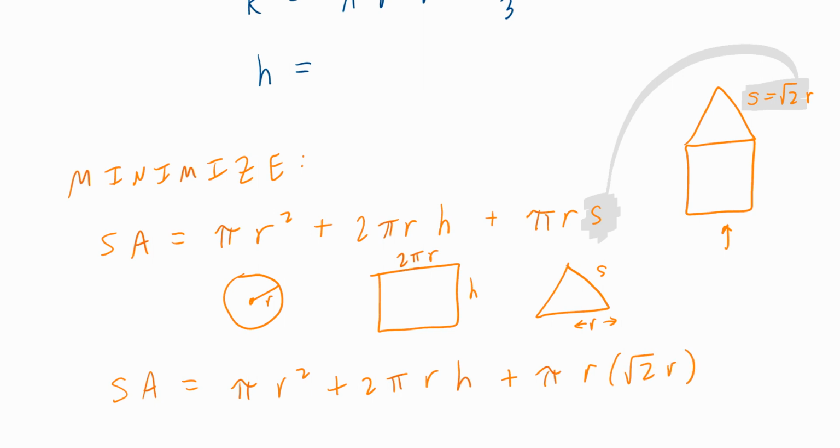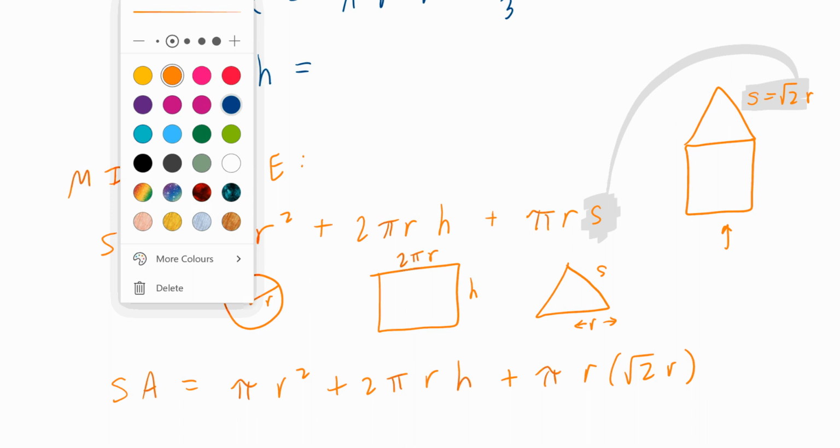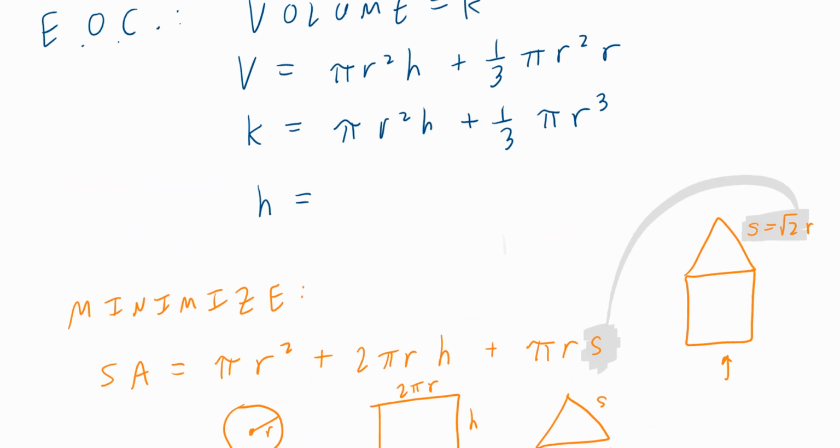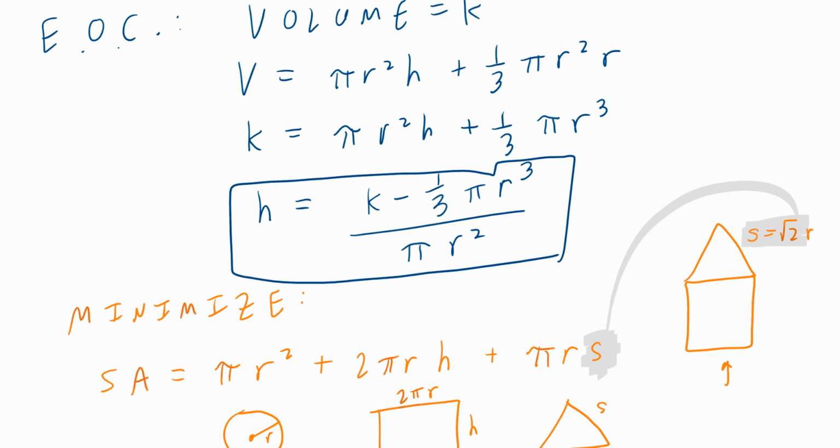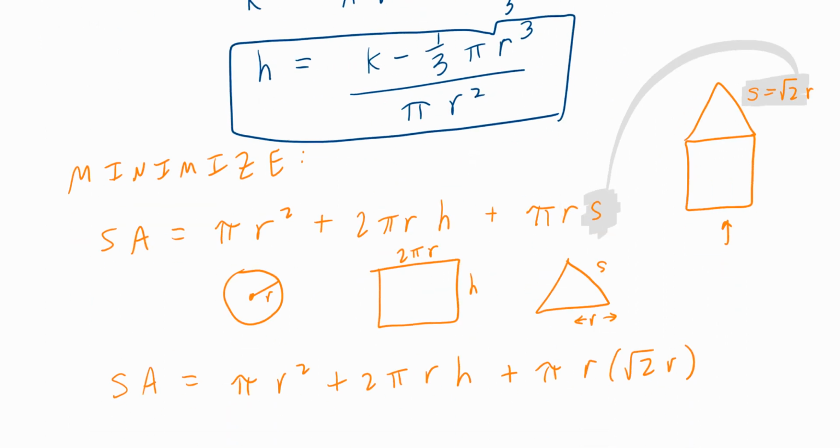And again, if you want to express this only in terms of radius, then we need to go back to the equation of constraint and isolate for height. So again, I'm going to switch back to blue. If you go back to the equation of constraint here, we can isolate for h, and we're going to leave it in this form. There's a reason for this. It's all going to make sense at the very end. So height equals k minus 1 over 3 times pi times r to the power 3, all over pi times r squared. We're going to put a box around this, and we're going to come back to this in a moment.